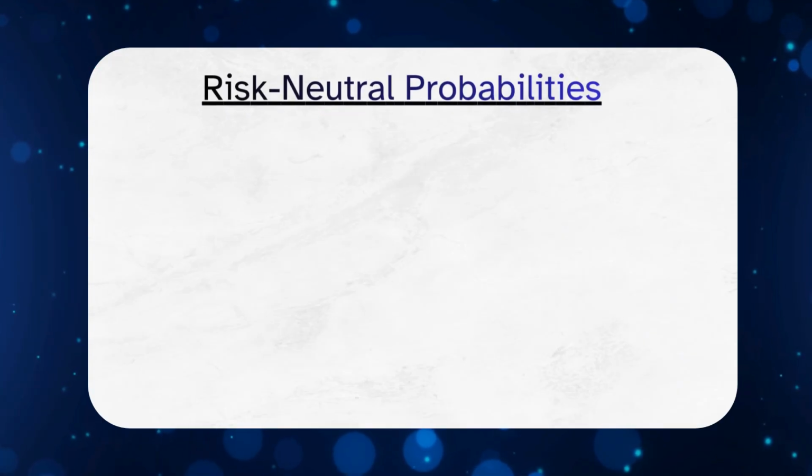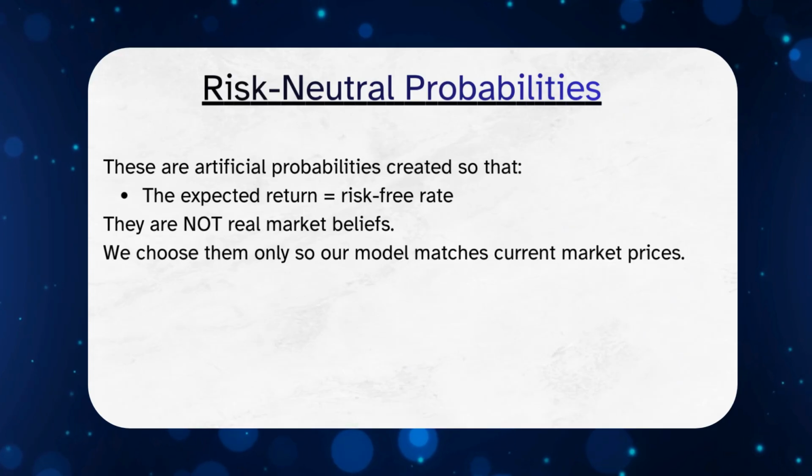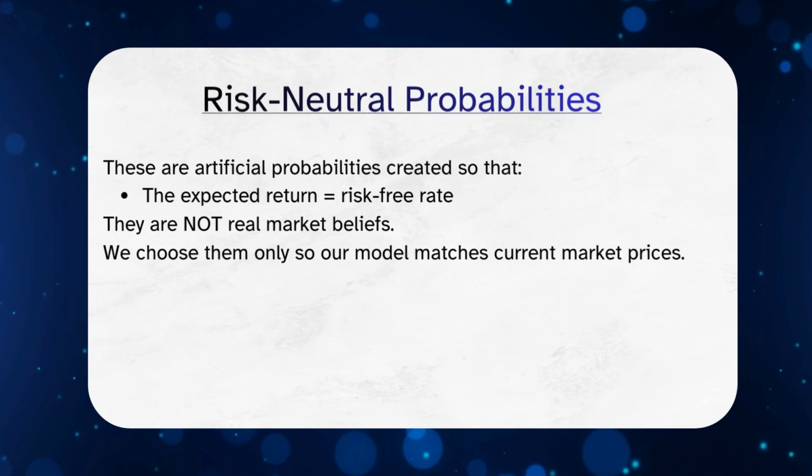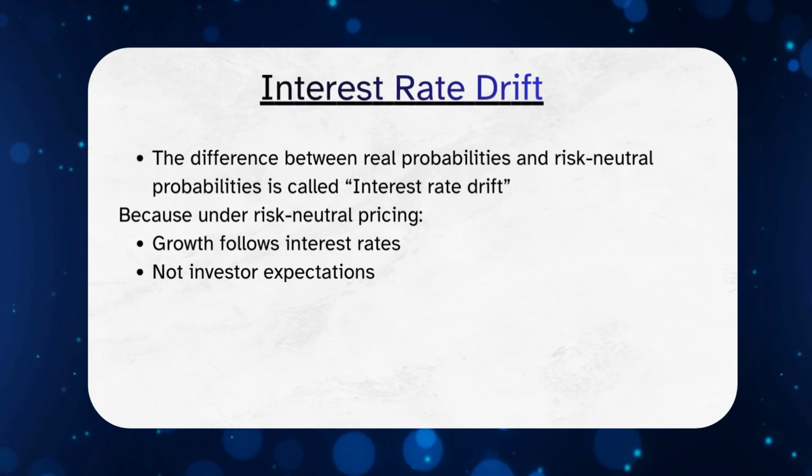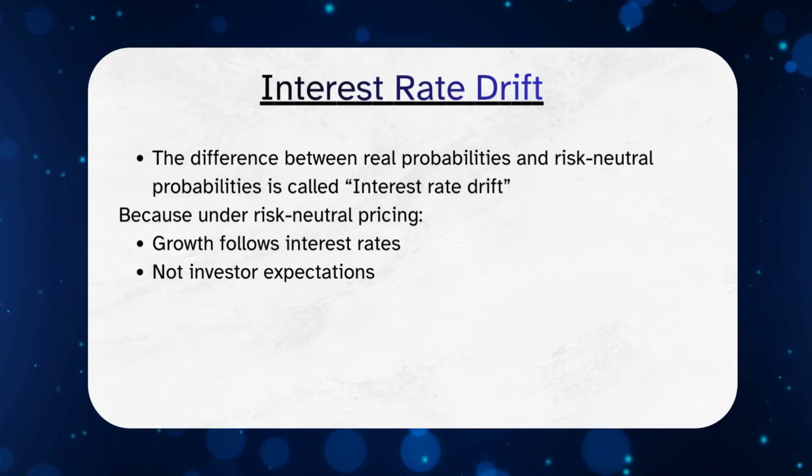But risk-neutral probabilities are different. They are not real probabilities. We adjust them in such a way that the expected return of the asset becomes equal to the risk-free rate. The difference between real-world probabilities and risk-neutral probabilities is called interest rate drift. In simple words, instead of using investor expectations, we force the model to grow at the interest rate.